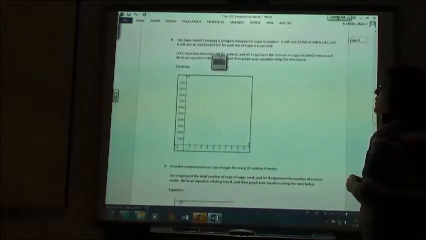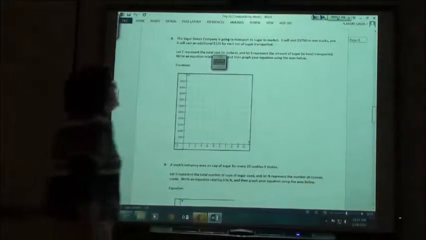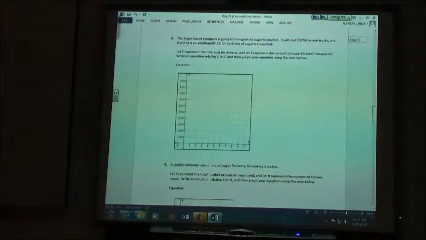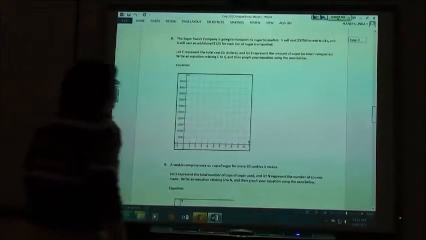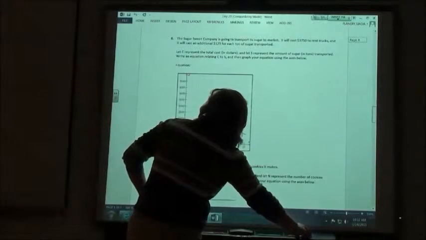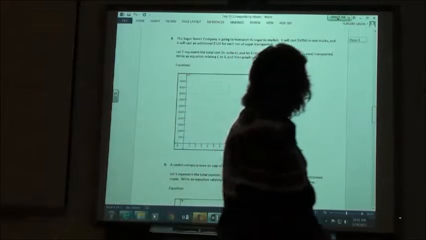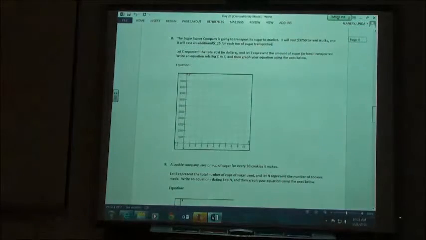All right, so number 8. It says the Sugar Sweet Company is going to transport its sugar to market. It will cost $3,750 to rent trucks, and it will cost, that's supposed to say cost, it says cast, an additional $125 for each ton of sugar transported. Let C represent the total cost in dollars and S represent the amount of sugar in tons transported. Write an equation relating C to S.